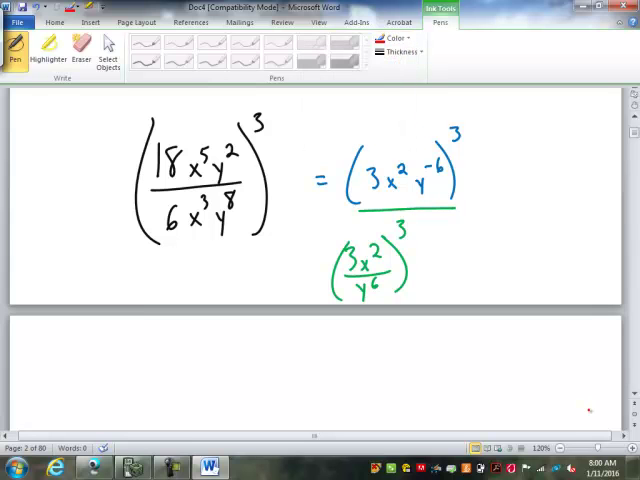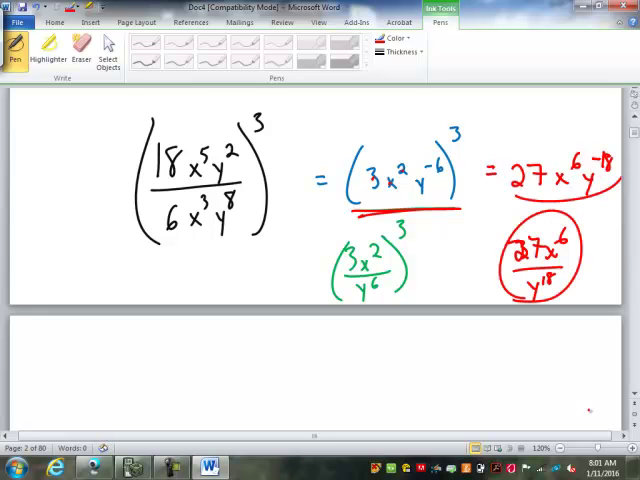So now, the power of 3 here. 3 to the 3rd power is not 9, it is 27. 3 times 3 times 3 is 27. It's when we get to the exponents that we do multiplication. X squared to the 3rd power is x to the 6th. Then y to the negative 18, or that could be 27 x to the 6th over y to the 18. Either one of those would be correct.